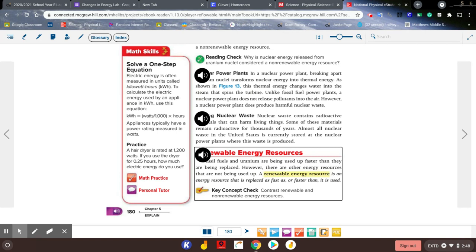Key concept check. Contrast renewable and non-renewable energy resources.